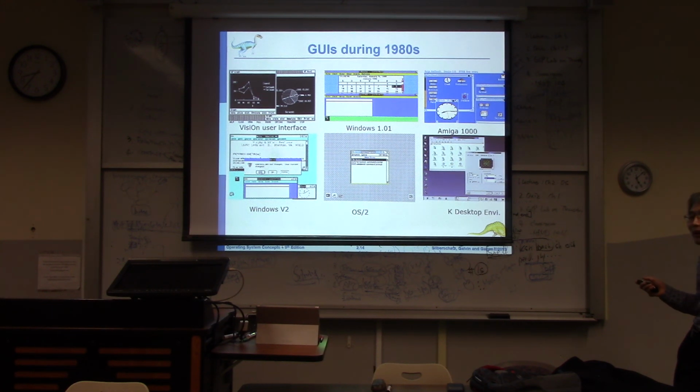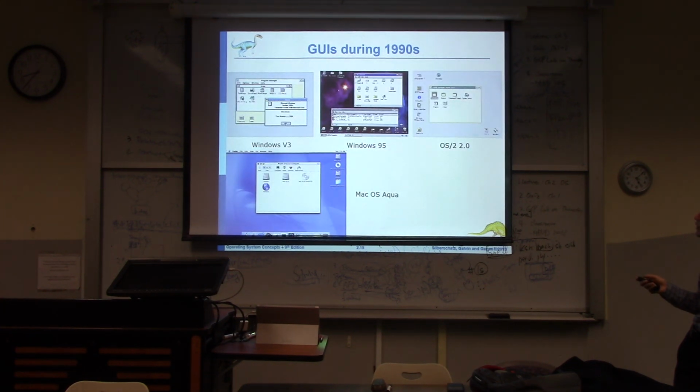And the K Desktop is from the Linux system. They needed some graphical user interface. It's still developed and used in the Linux system. GNOME is the GNU version of such a graphical user interface. It's very similar to this. And I think you are familiar with this.